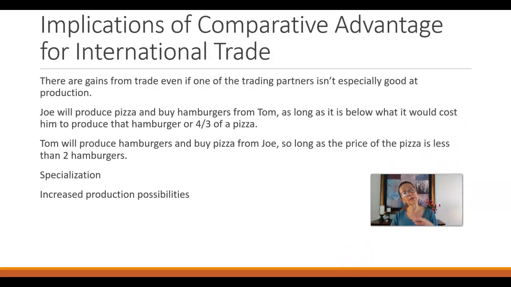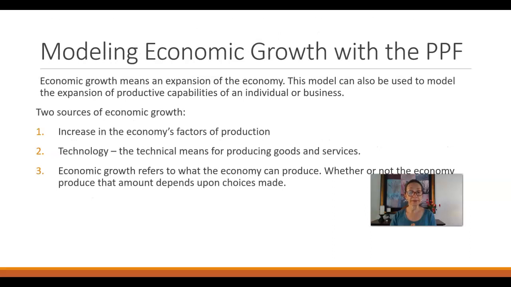And this is the argument that we use for international trade in terms of what countries should be producing which products. And we would be looking at what is their lowest opportunity cost. Where are they giving up the least?